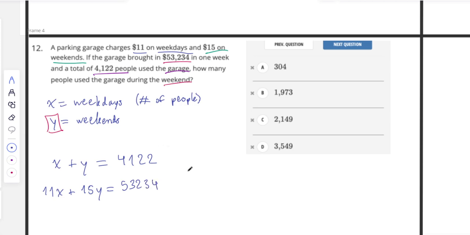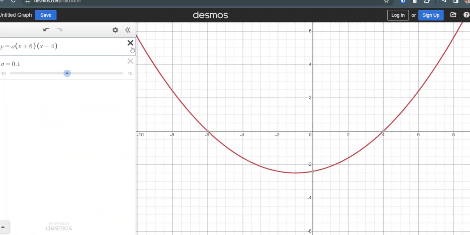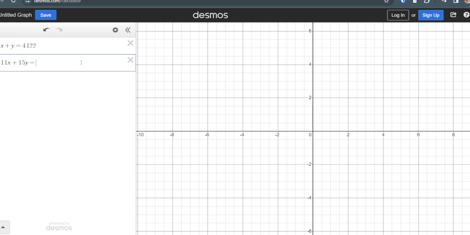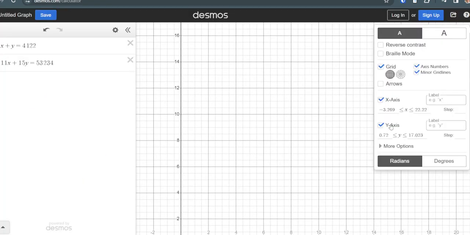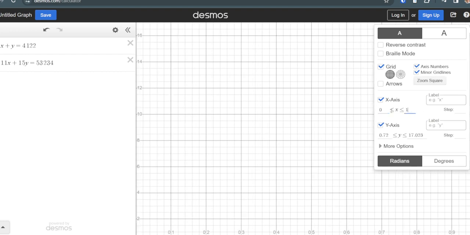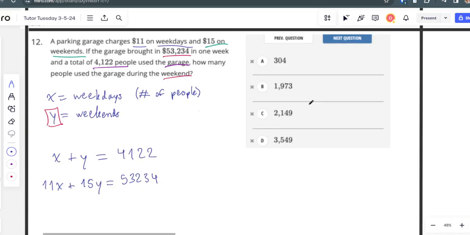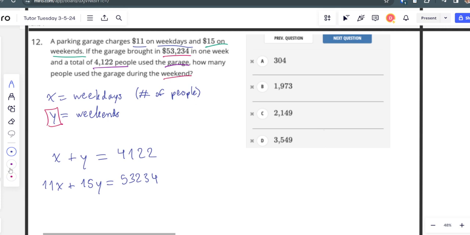I mean, you can solve this out by hand, but I wouldn't recommend it if you're taking digital SAT. I would plug it into Desmos and get x plus y equals 4122, and then we get 11x plus 15y equals 53,234. You're going to have to adjust your bounds quite a bit. I'm going to go between like 0 and 4,000 because we know total of 4,000 people use the garage. And it looks like my x coordinate is at x equals 2,149.